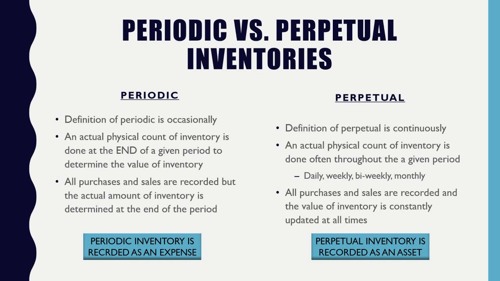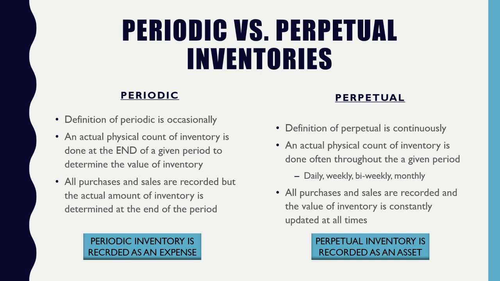However, if you choose one item to be periodic, you must use periodic all the way. Same thing with perpetual, right? So in this case, it depends on the item that you sell. That will determine how you are going to keep track of them, okay? Now, what's the difference between the two? Periodic, okay?